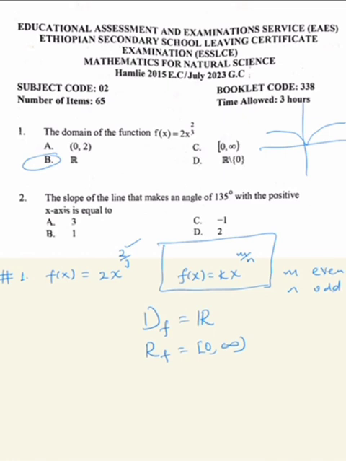Moving to the second question: the slope of the line that makes an angle of 135 degrees with the positive x axis is equal to how much?